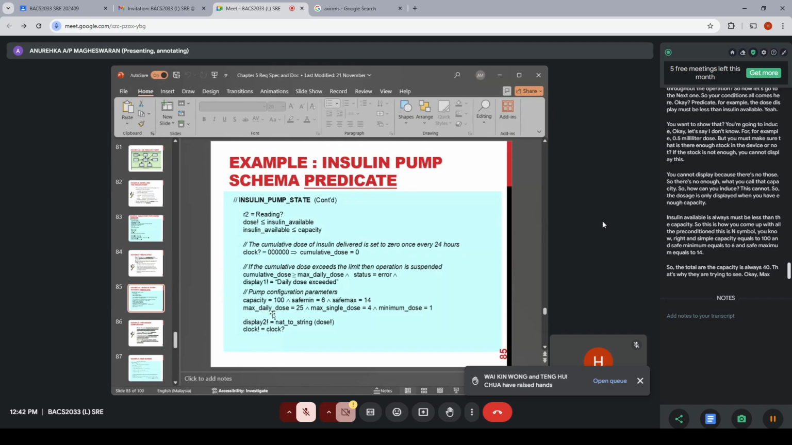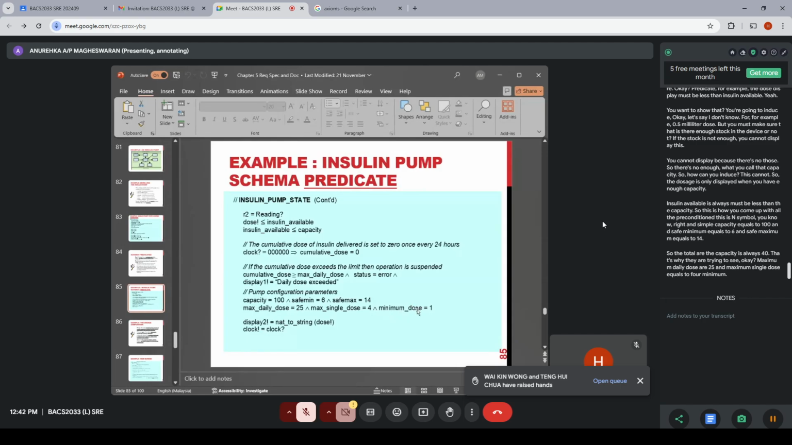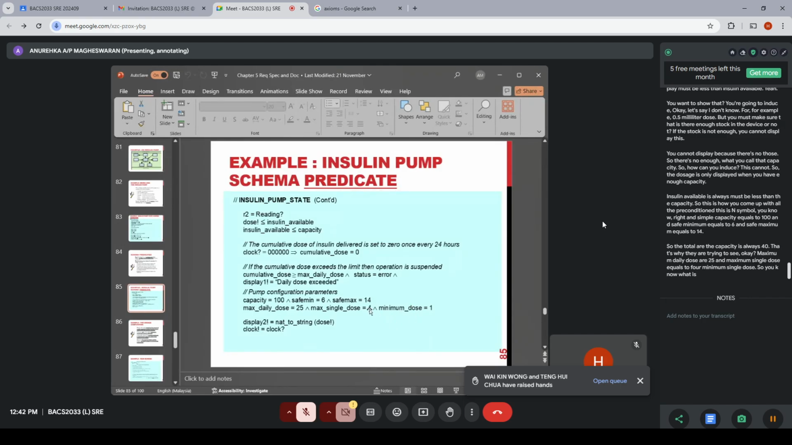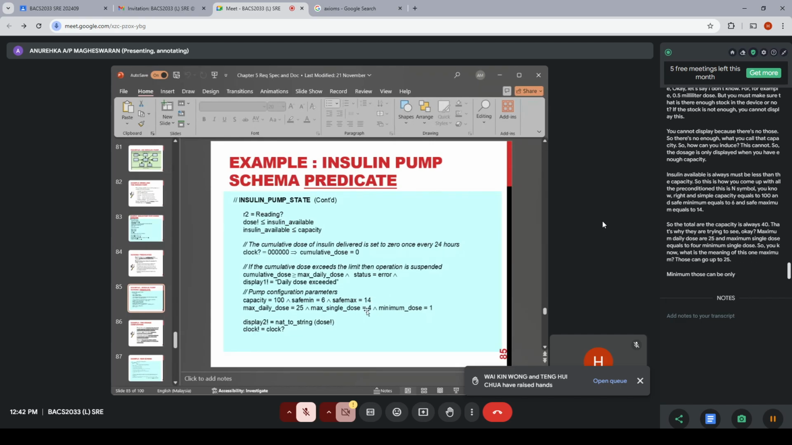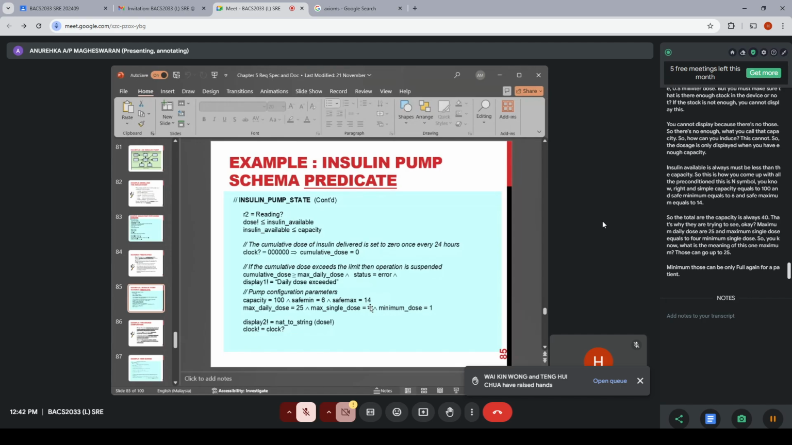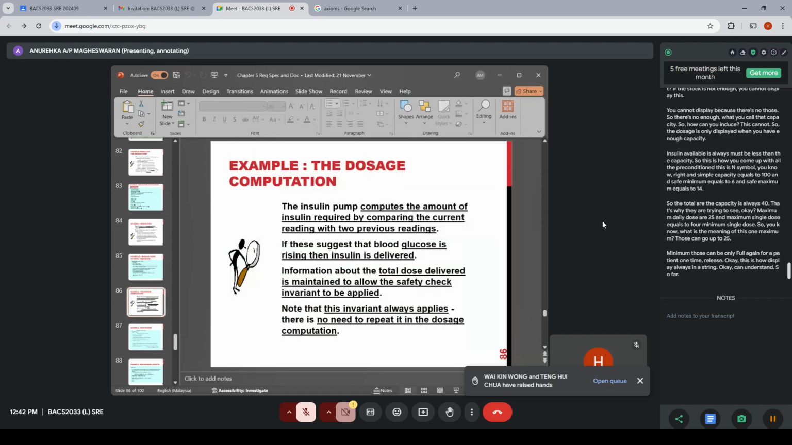Okay. Maximum daily dose 25 and maximum single dose equals 4 minimum single dose. So you know what the meaning of this is or not? Maximum dose can go up to 25. Minimum dose can be only 4, for a patient, one time release. Okay, this is how. Display is always a string. Okay, can you understand so far?